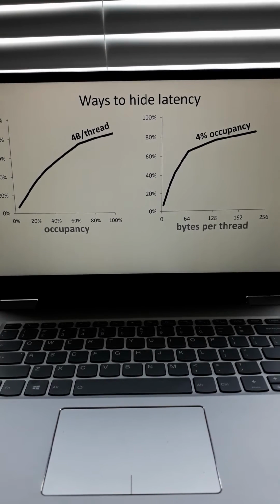So there are 2 ways to hide latency. If we are fixing the number of fetches per thread to 4 bytes, we can achieve 84% at 100% occupancy. And if we have fixed the occupancy level to 4%, we can achieve the 84% peak at around 250 byte fetches per thread.